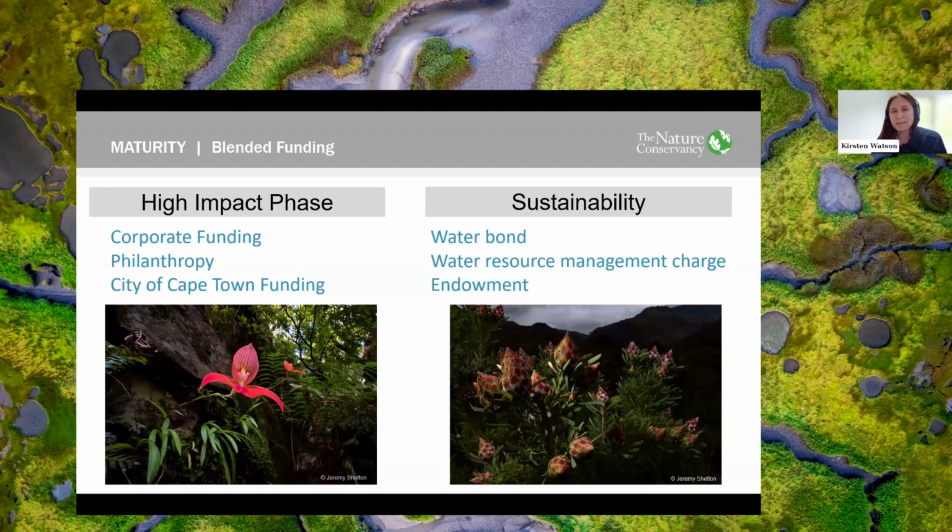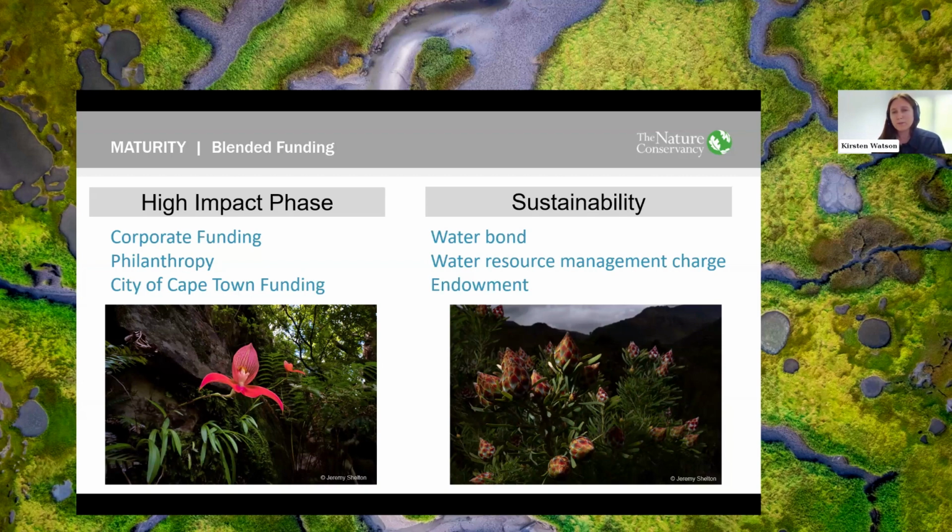But moving forward, we need to look at longer sustainability financing mechanisms. And the Nature Conservancy is exploring with the Nature for Water facility various options. The one is looking at a water bond, which is an outcomes-based funding instrument. And this we're exploring with Rand Merchant Bank. And this has the potential to scale to many other similar projects within South Africa. It's quite a more advanced financial instrument, and the governance structures are essential to make this feasible.